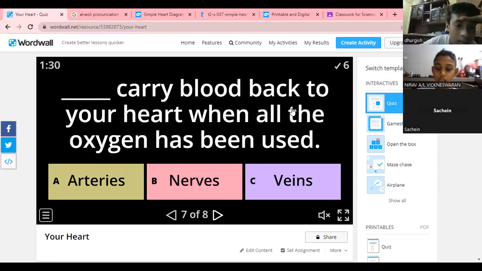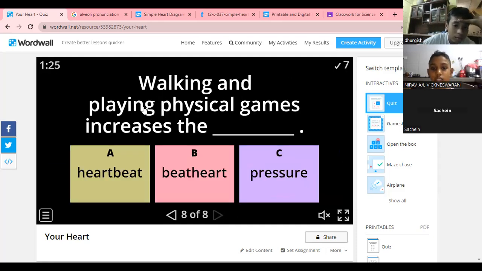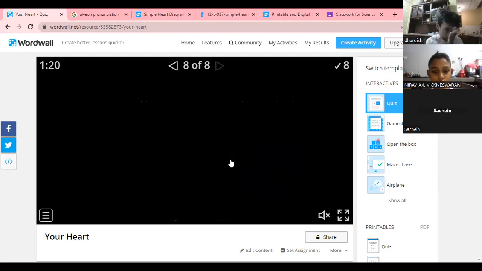Remember the blue thing, the green thing in your hand? Veins, very good. Next. Walking and playing increases the what? Heartbeat. I purposely put beat heart there. Somebody got it wrong now. Beat heart.